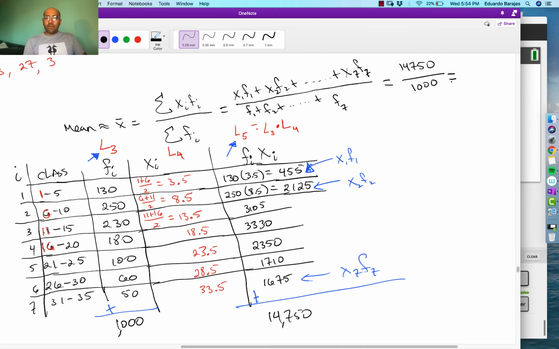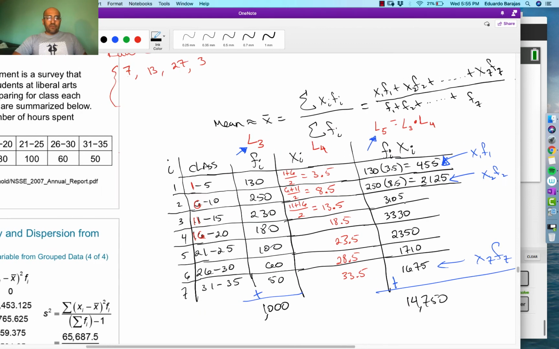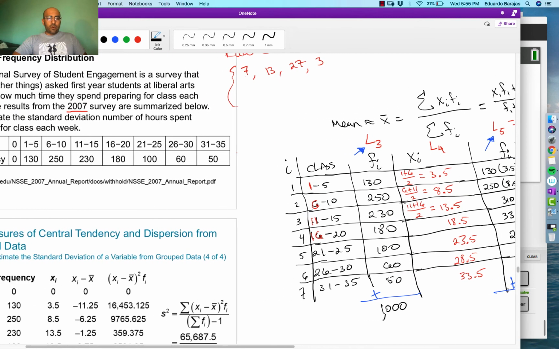Okay, so this is going to be, move the decimal over 3 spaces. Luckily, it's a nice 1,000. So this is going to be 14.75 as our answer. Okay, so after all that work, we found the approximate mean for the population, 14.75. Okay, so now let's focus on what they actually wanted me to figure out.